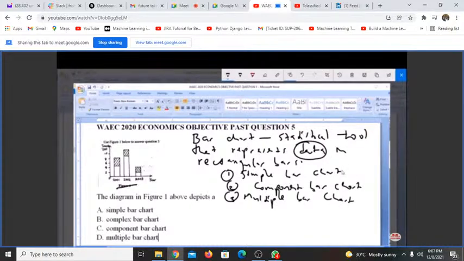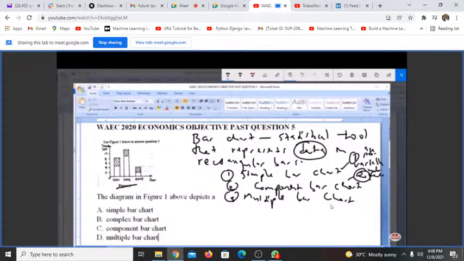Now, the simple bar chart is used when you have just one variable to represent. Let's say a variable like number or age or population, just one variable to represent in the chart. Then the component bar chart is used when you have two variables to represent. So you could have, let's say, things like number of males and females, or just two variables to represent.